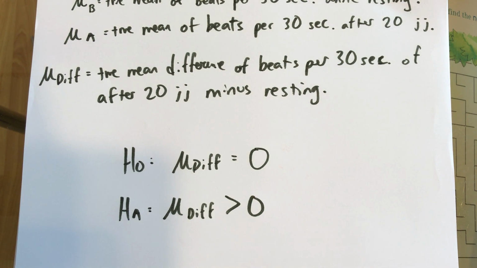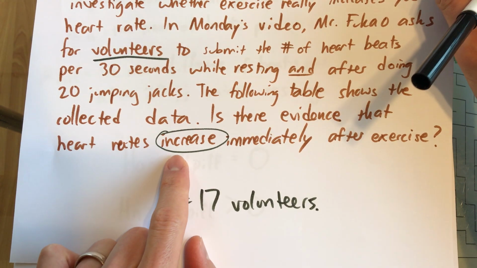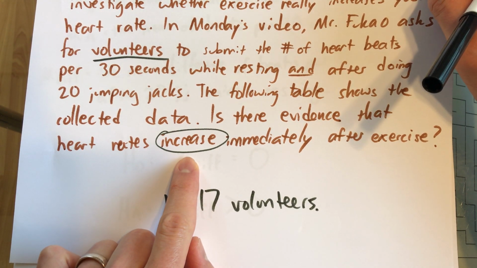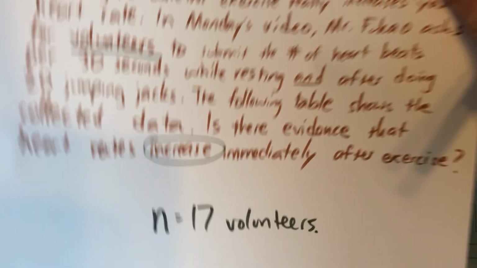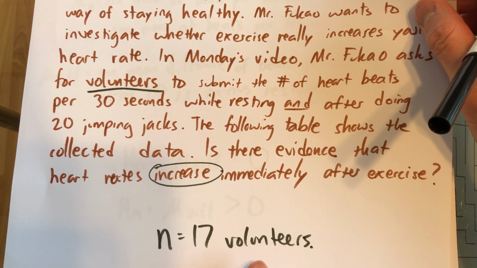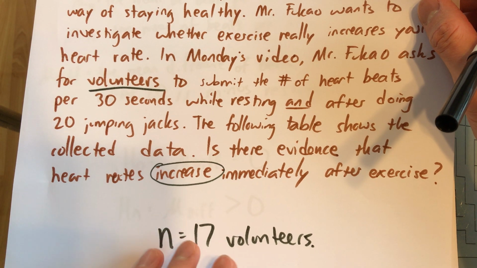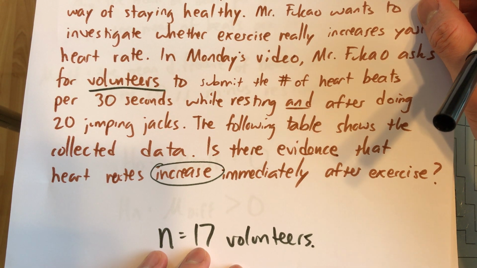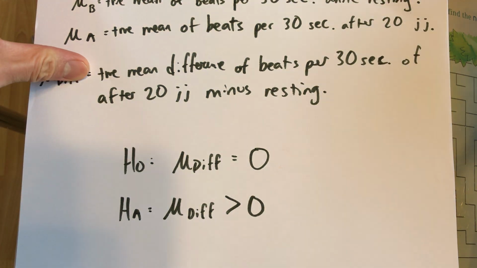Okay. Why is it greater than? Because if you remember, in the given information it says heart rates increase. Oh, and also keep in mind how I collected my data. We're going to talk about this at the end of this question. Does that tell us anything about this experiment or observational study? Which one is it? All right, so now let's check our conditions.